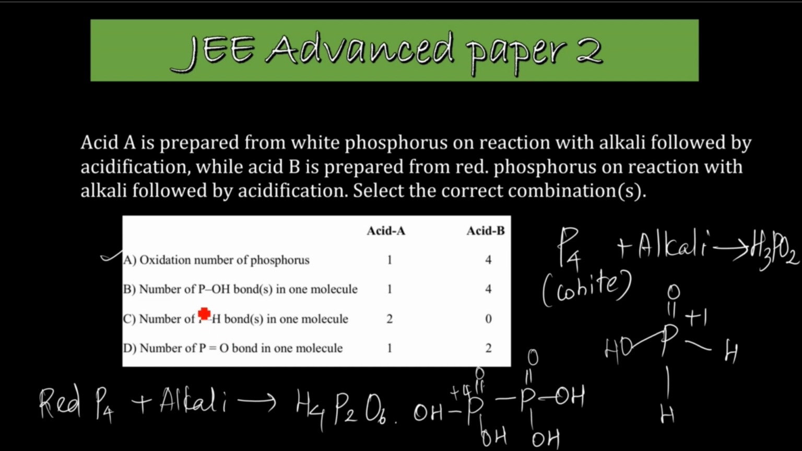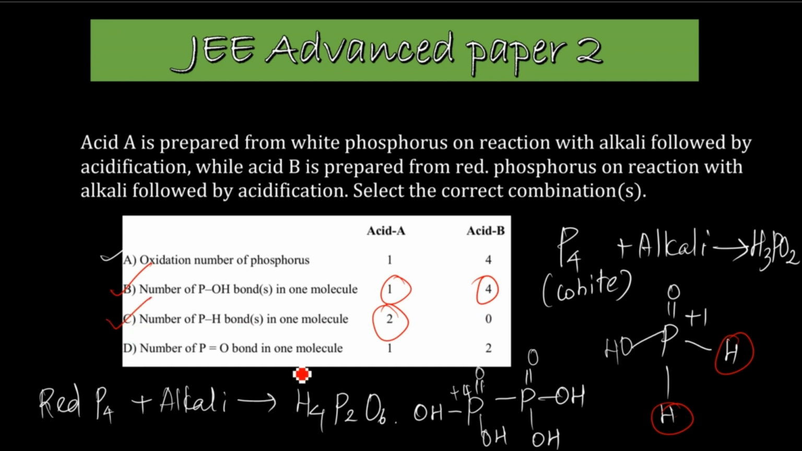And then number of P-OH bonds in a molecule. Acid A is 1 and acid B, in one molecule they are asking, that is 4. Okay. That can be our answer. Number of P-H bonds in one molecule. P-H bonds are 2. Okay. P-H bonds are not there.